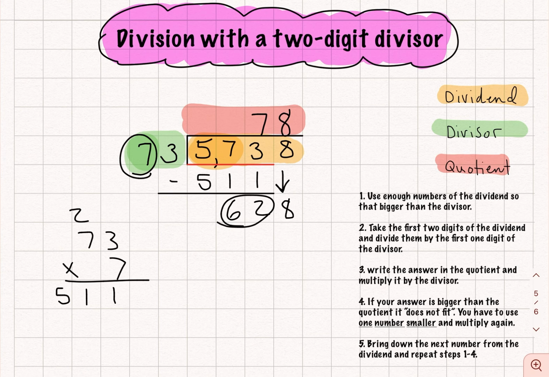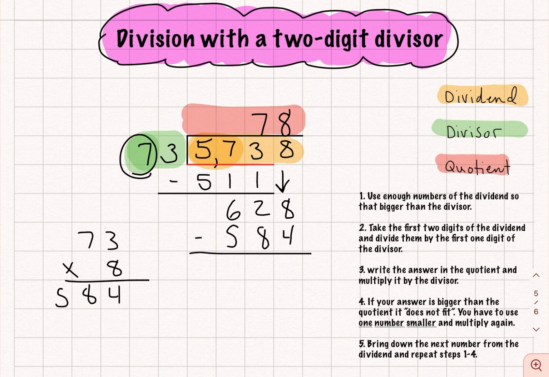And if I multiply 73 times 8, I already know from earlier. I already had an answer from earlier. 73 times 8 was 584. And let's try that out. 584 does fit. And if I subtract, I get a remainder of 44. So that's going to be my remainder.